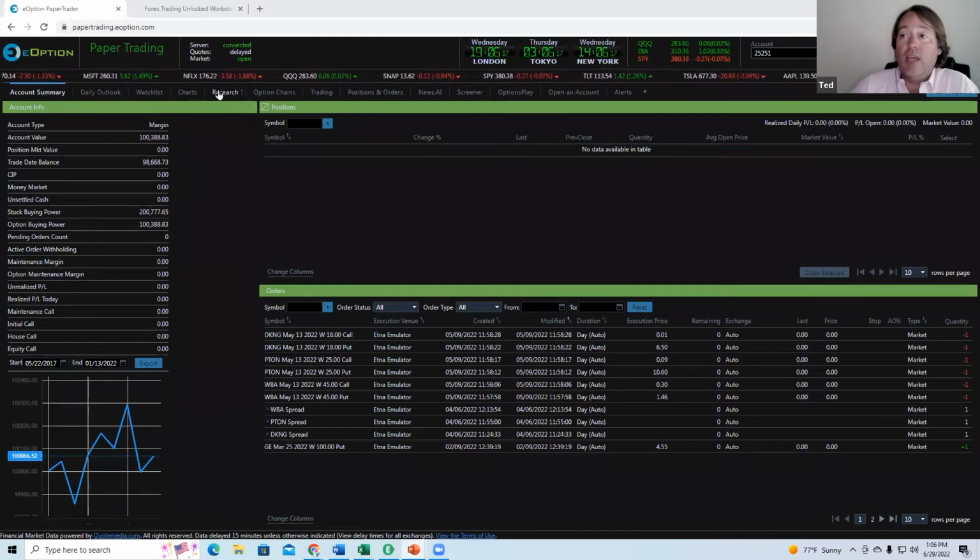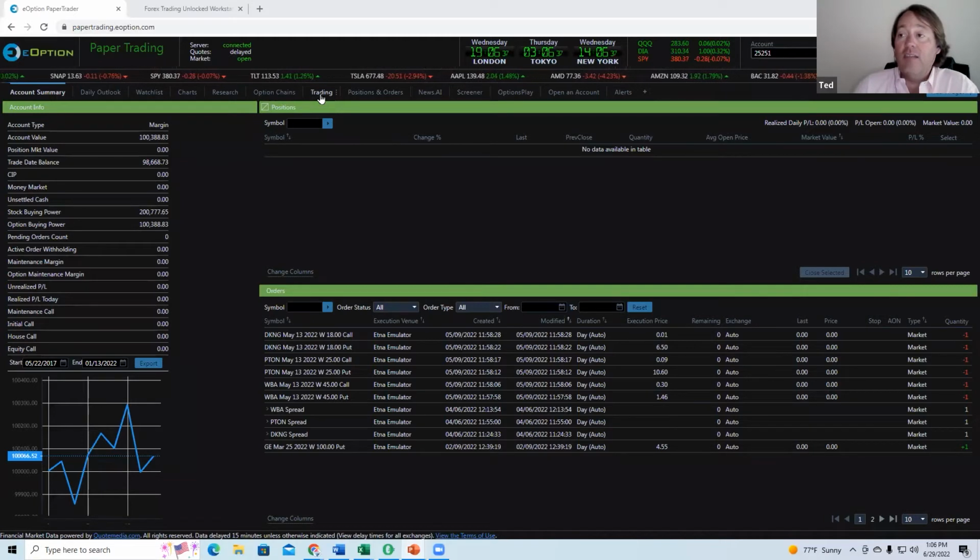We have a research tab, and then we have option chains. Depending on how simple or how intricate the strategy you're using, you'll be looking at various chains, especially because you're looking at the different expiration months or weeks, depending on what type of option you're talking about. And we'll get into that.